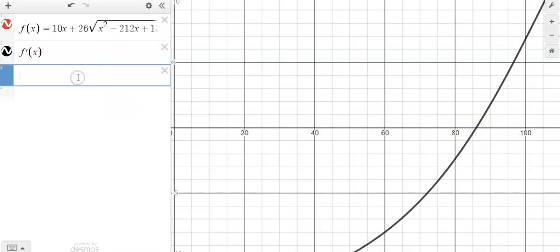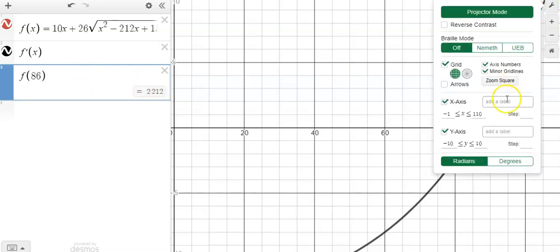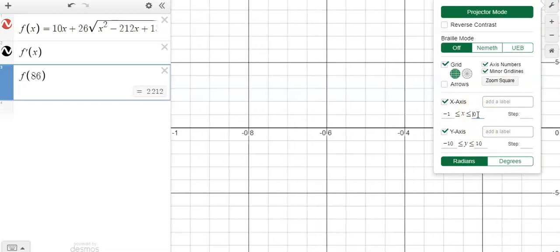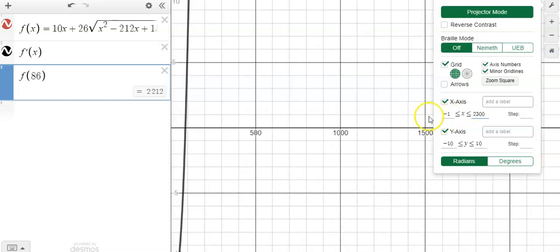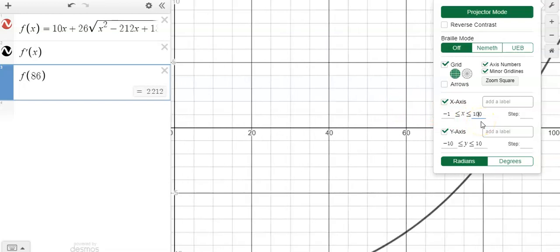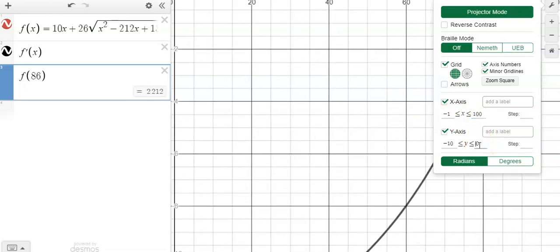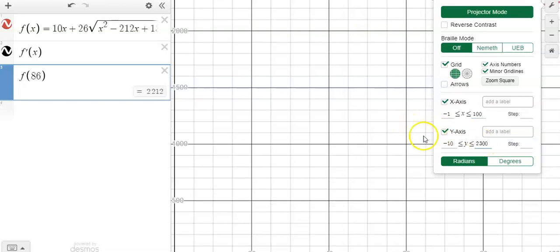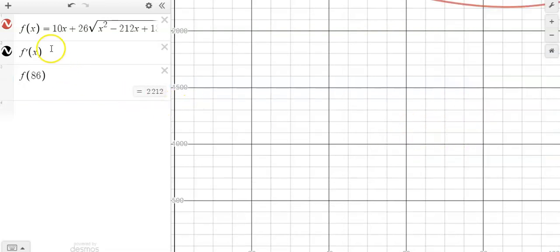Then all you would need to do is compute the function value when x is 86, and the calculator gives you that it's 2212. So now you know that you could just adjust your graph to go just a little bit above 2212 so you can see. So let's say 2300. Oops, sorry, this is our x-axis. Let's make the y-axis go up to 2300. And here is our minimum value.